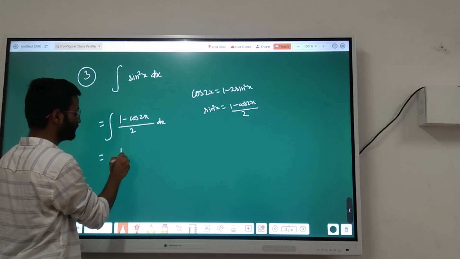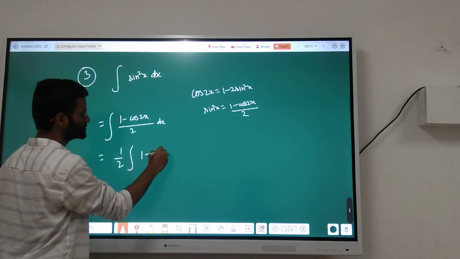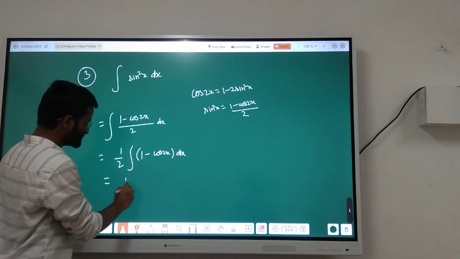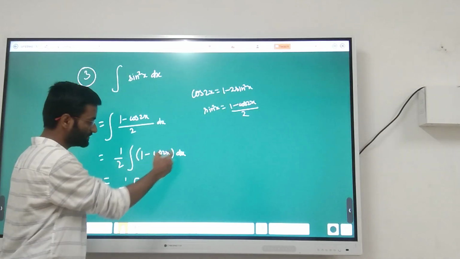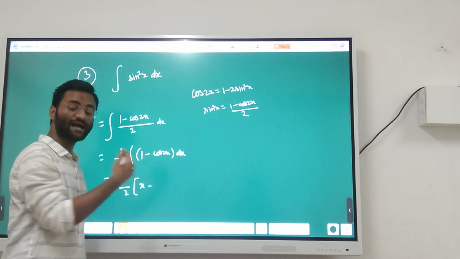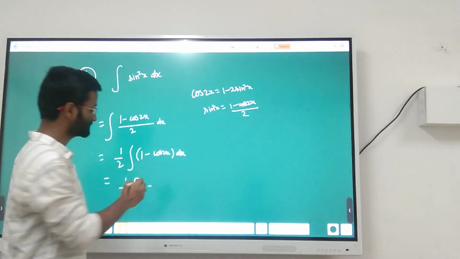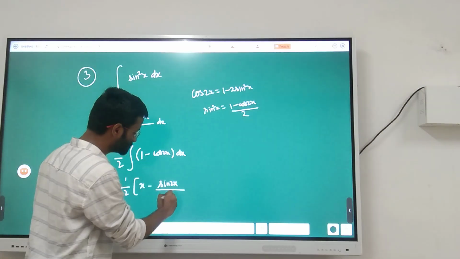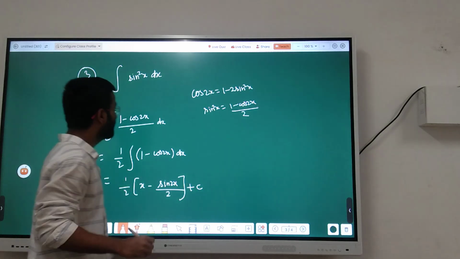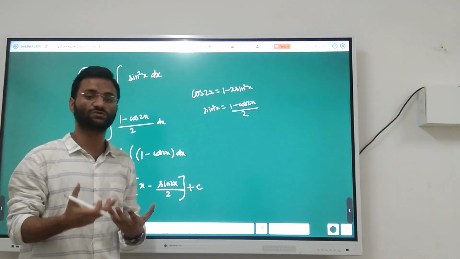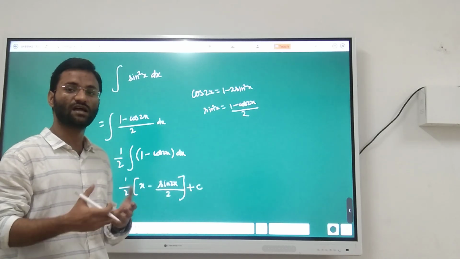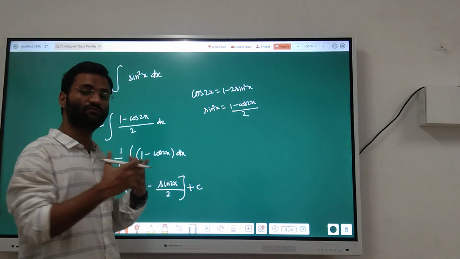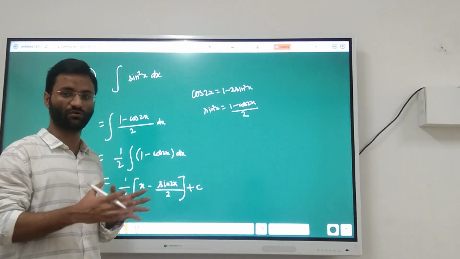The constant number 1 by 2 comes outside, and we integrate 1 minus cos 2x with respect to x. The integration of the constant 1 is the variable, that is x, minus the integration of cos 2x, and you know the integration of cos x is sin x. So it is sin 2x, and since the coefficient of x is 2, divide by 2, and this is the answer. In a similar way you can find the integration of cos square x, sec square x, tan square x, using some trigonometric identities and functions. These are some basic examples, and we will take many more examples to discuss integration. Thank you so much.